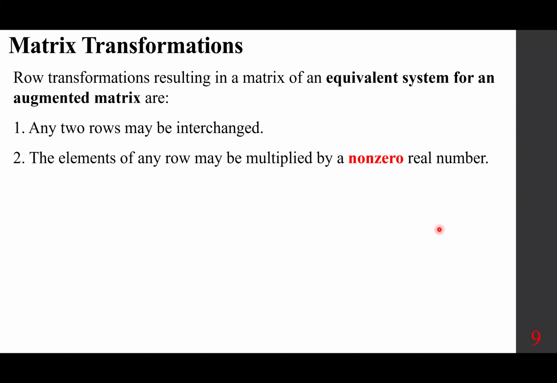Remember, if you have an equation, you can multiply both sides by any number as long as it's non-zero, because if you multiply by 0, it doesn't mean anything. It has to be non-zero. You can multiply both sides by any number, 5, 10, negative 1/2, you name it.